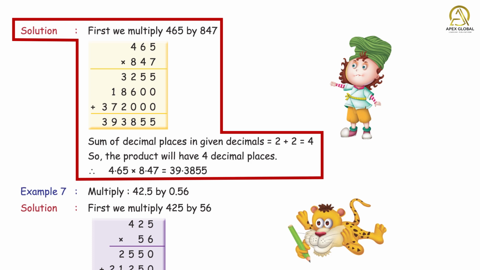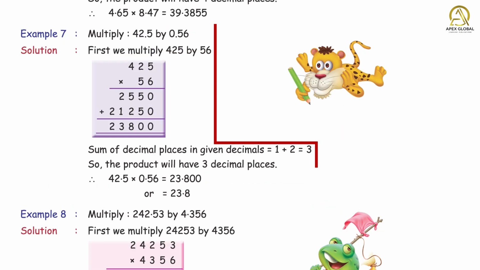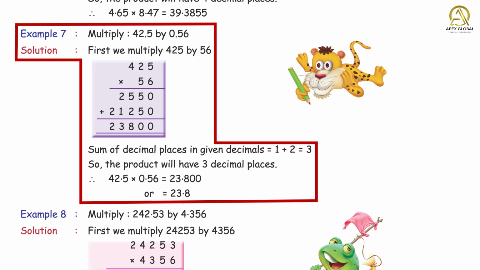4.65 into 8.47 equals 39.3855. Example 7. Multiply 42.5 by 0.56. Solution. First, we multiply 42.5 by 56. Sum of decimal places in the given decimals, 1 plus 2 equals 3. So the product will have 3 decimal places. 42.5 into 0.56 equals 23.800 or 23.8.